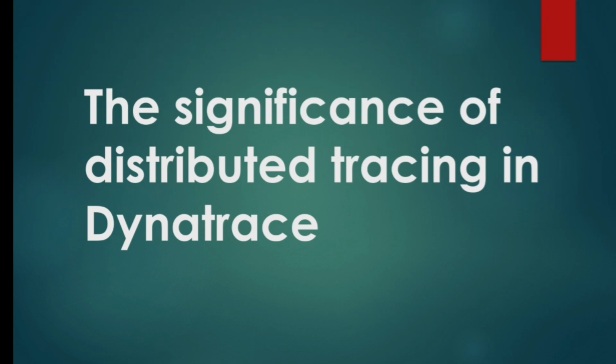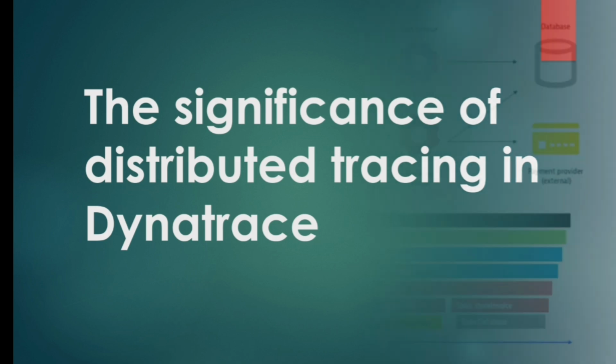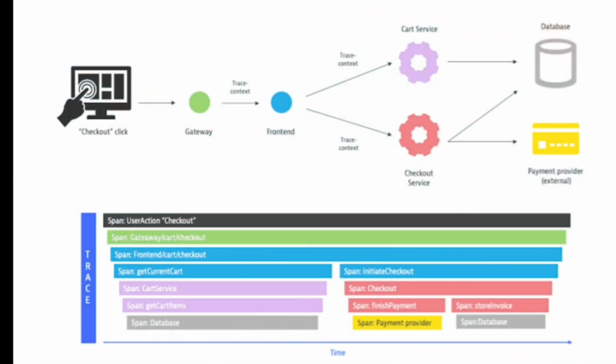Today we are going to talk about the significance of distributed tracing in Dynatrace. We will explain why it's so important and how it helps you manage your applications. Let's get started. Distributed tracing is a method used to track the journey of a request as it travels through various services and components in a distributed system.